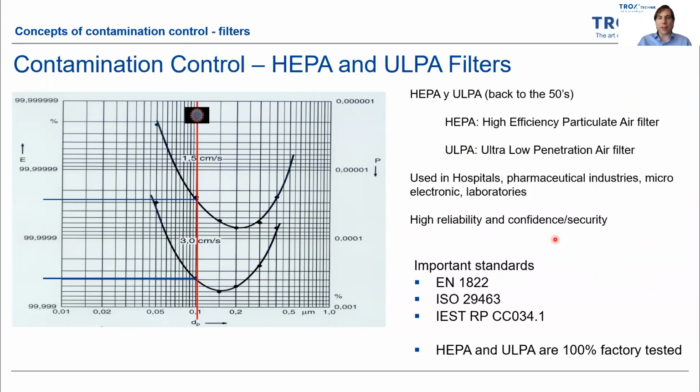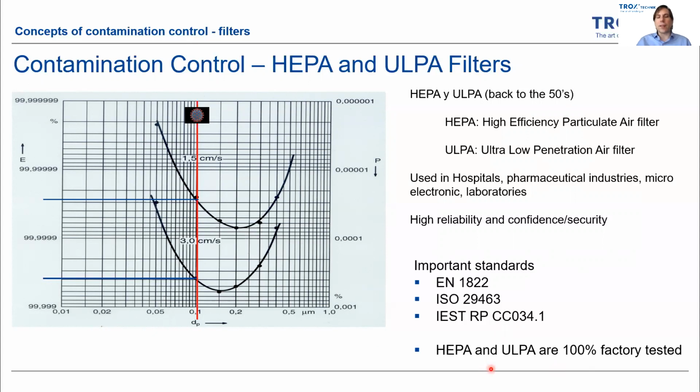They have high reliability and confidence, and the important standard that we will see all over the world is EN 1822, part 1, that's the European standard. The ISO standard came out a few years ago, and parts 2, 3, 4 and 5 from the EN were replaced with that. They just kept the EN for part 1 for classification and some restrictions of testing methods. And then we have the IEST recommendation, and that's with the photometer with particles like 0.3 and how to classify your filters with that.